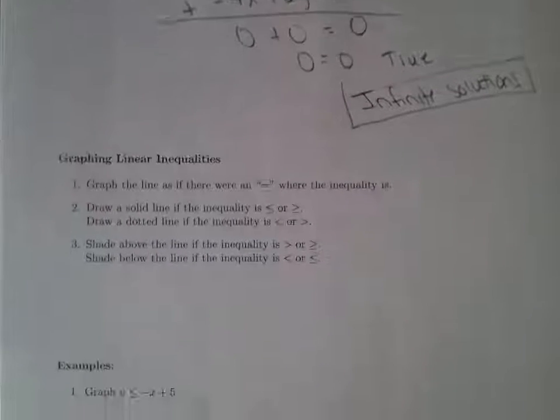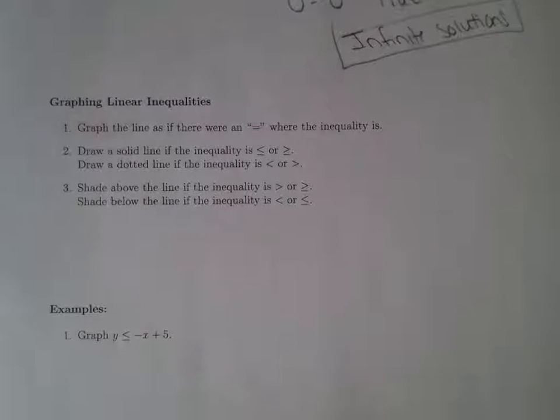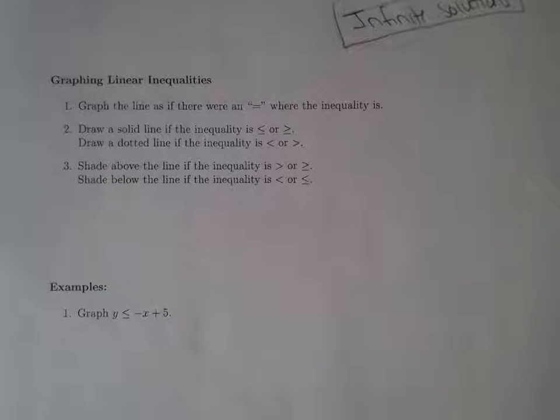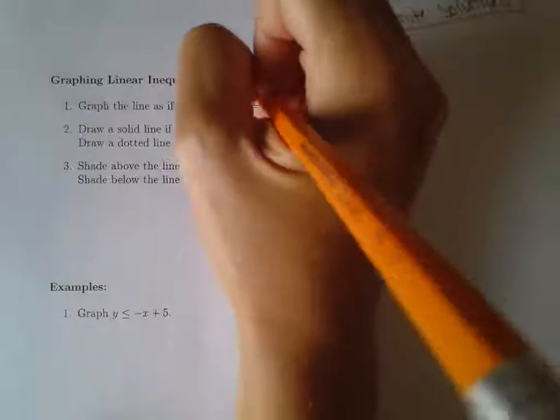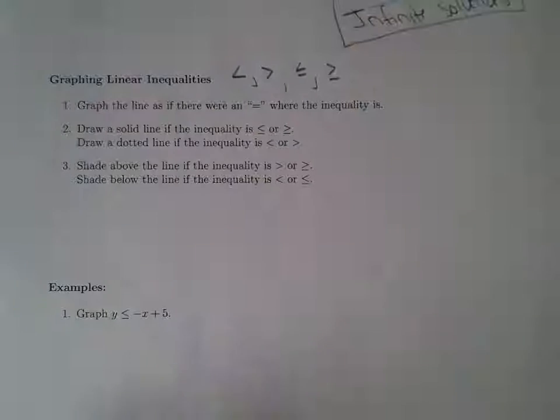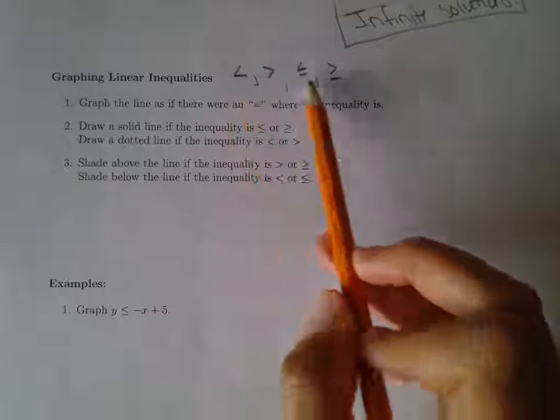Okay, and then the last thing we're going to do with graphing is graphing inequalities. It says graph the line as if they were an equal. Inequalities are something that looks like less than, greater than, less than or equal to, or greater than or equal to. So how do we graph these? You graph the line as if there's an equals sign instead of one of these.